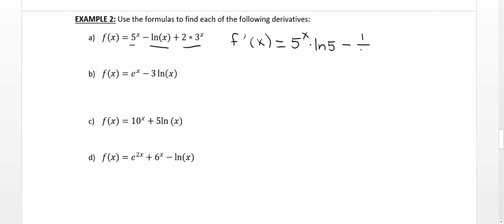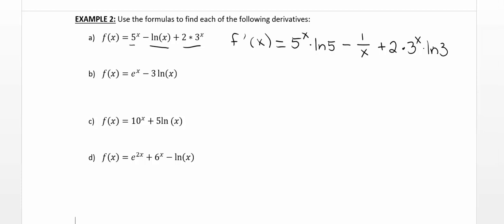the derivative of the natural log, which is 1 over x, plus, now this last term we have 2 times 3 to the x. So we're going to use our constant multiple rule here. That means that 2 is going to multiply the derivative of 3 to the x. So we have 2 times 3 to the x times the natural log of the base, which is 3. So our full derivative looks like that.